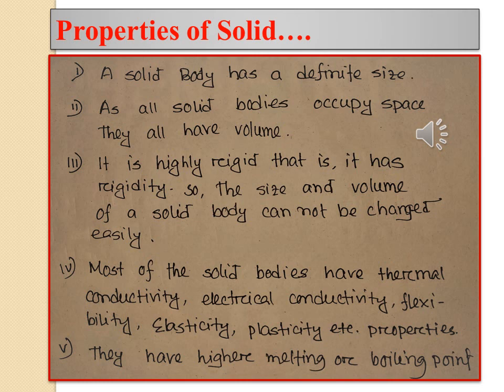The second point is, as all the solid bodies occupy space, they all have volume. We know very well each and every solid body occupies space. As they occupy space, they should have a specific, constant volume.